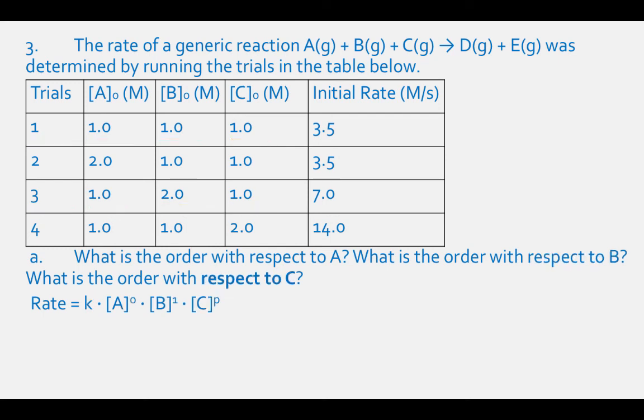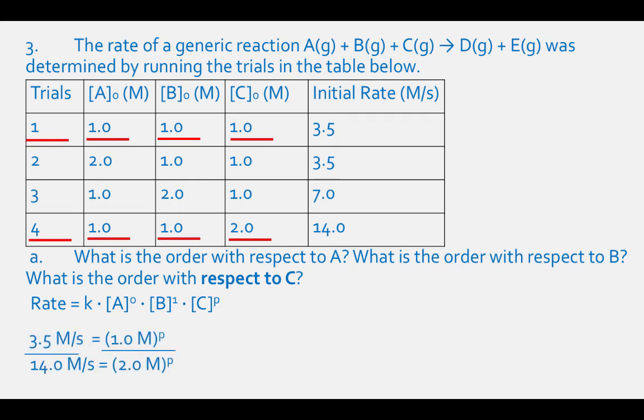To find the order of the reaction with respect to reactant C, use two trials where the concentrations of A and B are constant and only C is changing. This is trials 1 and 4. Then take one rate equation divided by the other rate equation. We will then have 3.5 molar per second divided by 14 molar per second equals 1.0 molar divided by 2.0 molar raised to the p power.